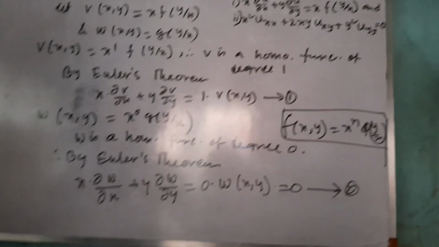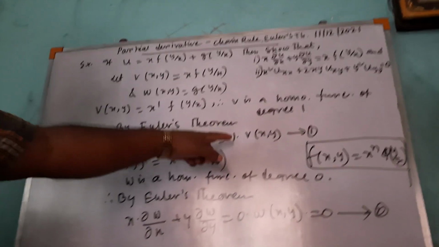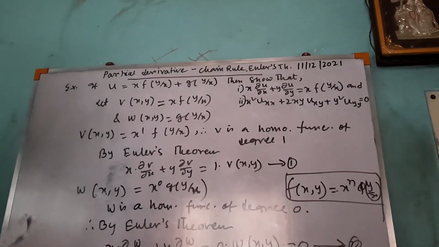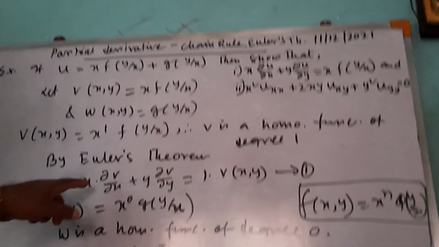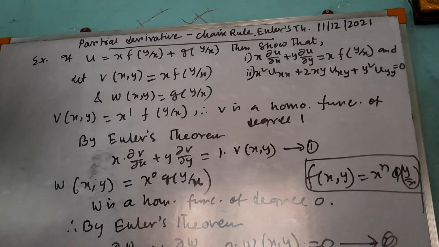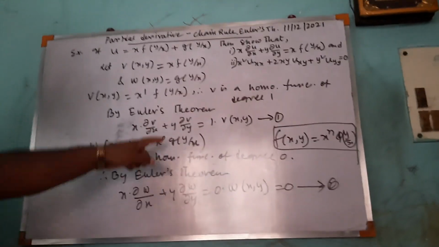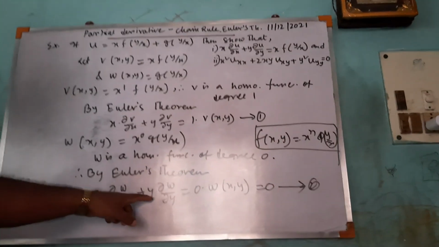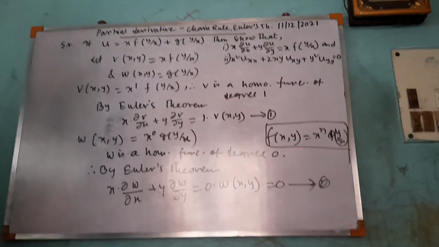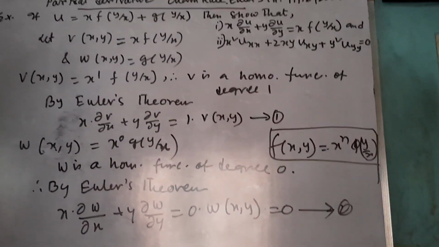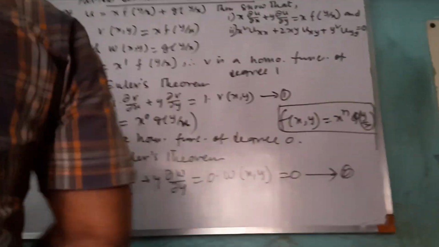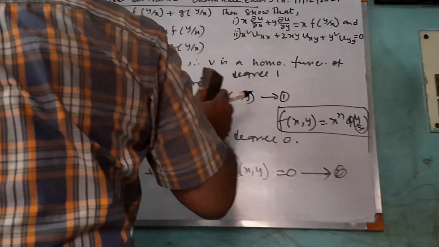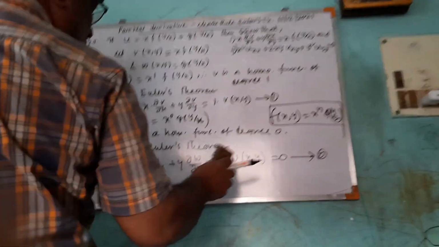Very good. Now what I am doing here is adding equations 1 and 2. If we add these two equations, we get x ∂v/∂x + x ∂w/∂x + y ∂v/∂y + y ∂w/∂y. So this can be written as, just follow me. What is equation 1?